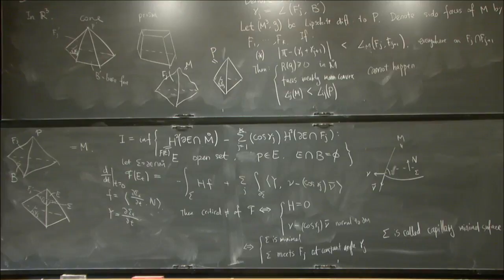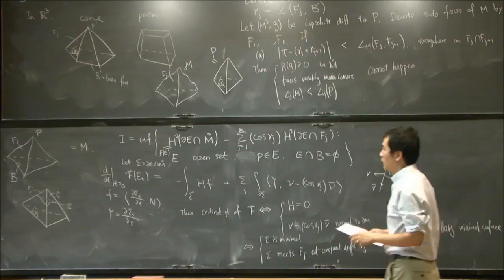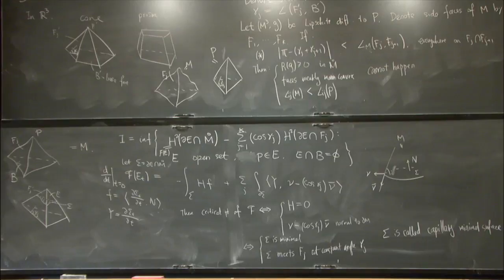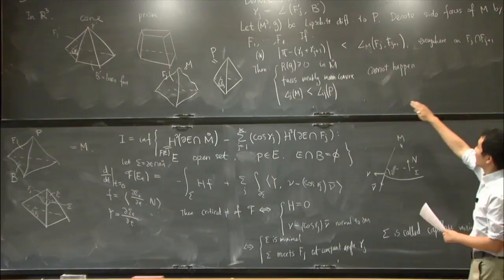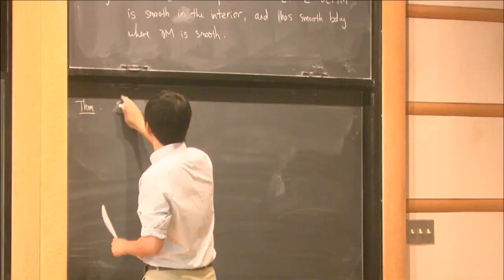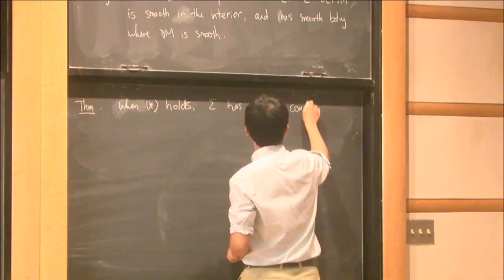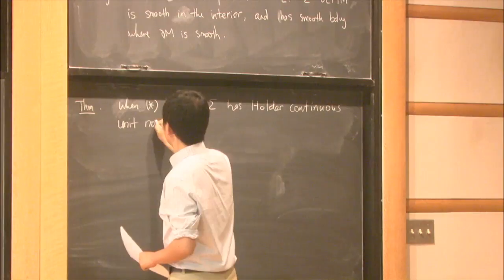All right, so the regularity part of this proof is the question of when sigma is actually smooth at the corner. We need some sort of regularity at the corner to carry out the rest of the analysis. So the theorem is: we have this star condition over there, which is only used for this part of the argument. When star holds, sigma has a Hölder continuous unit normal at a corner.